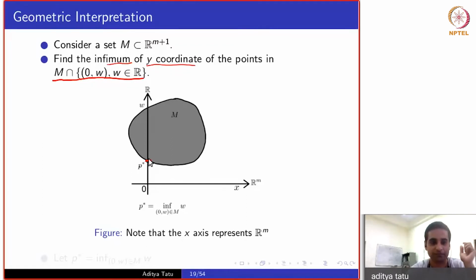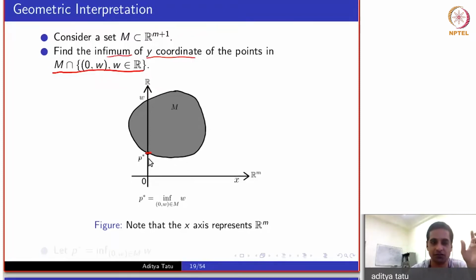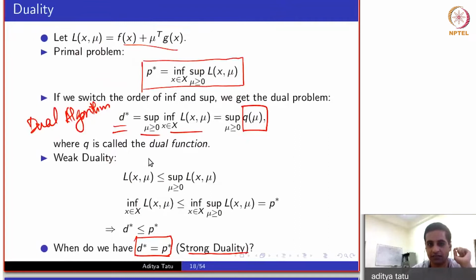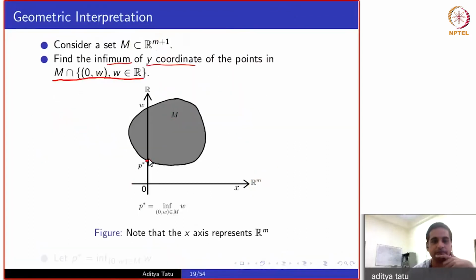Okay, so this is one thing, and I'm going to denote this by P star. I've used the same notation for deliberate reasons. We'll see why I've used P star. Remember, P star was also the primary problem. Okay, next.